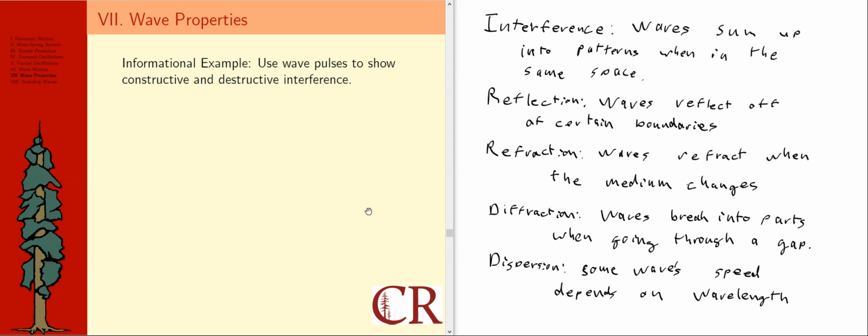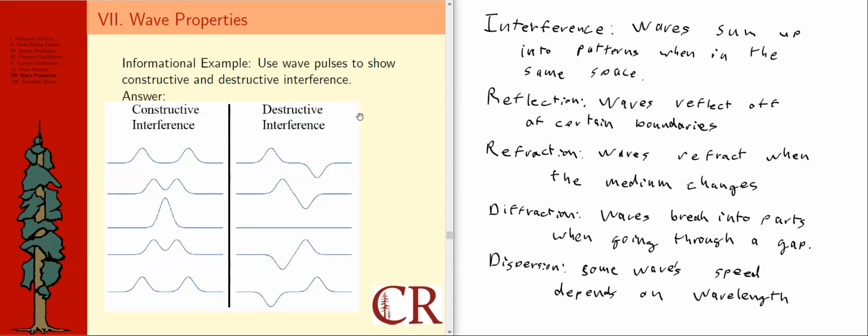So here's an informational example that says use wave pulses to show constructive and destructive interference. So let's go ahead and look at the slide here and see what the answer is. I have on one side constructive interference, and there are two pulses here. And the way you should look at this is these two pulses are moving towards each other.